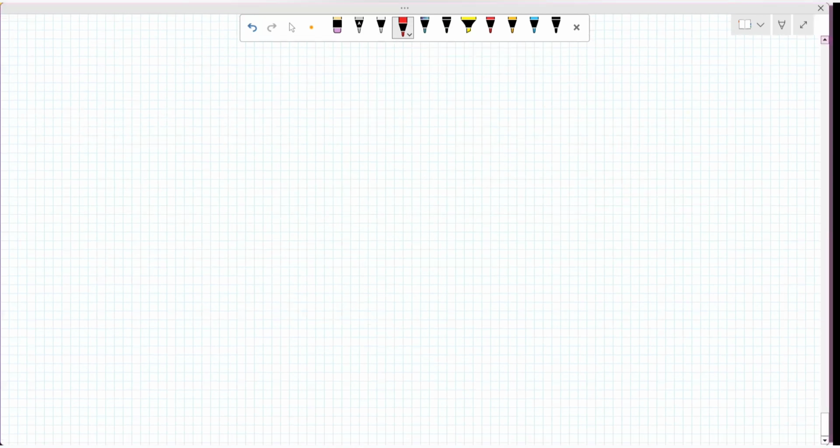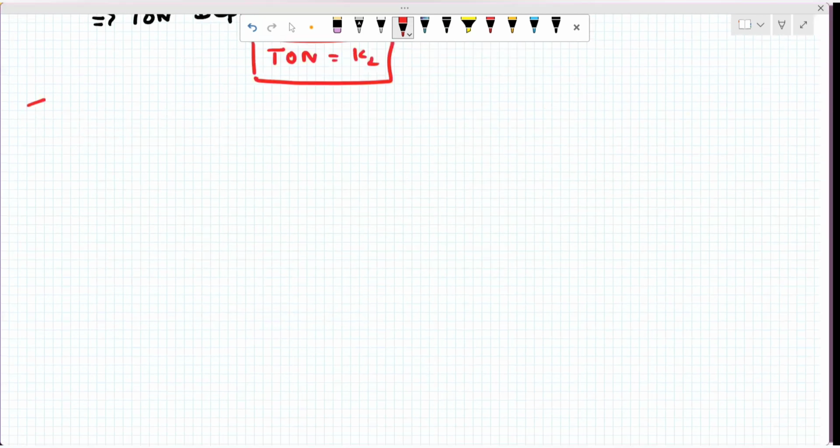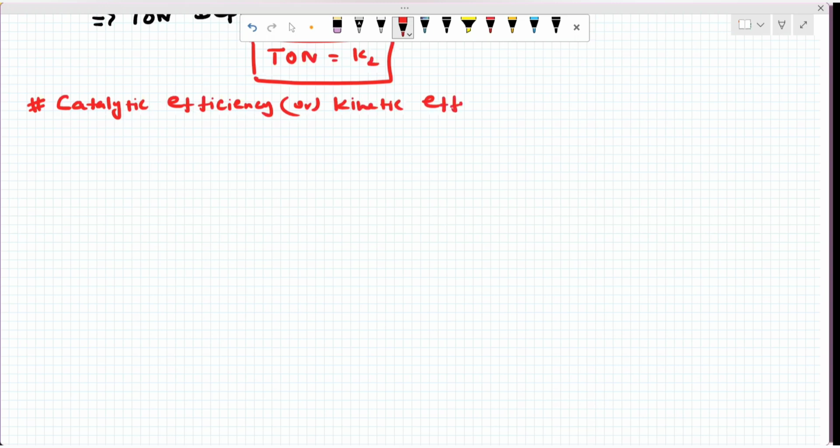Please note. Third important for this topic, that is called catalytic efficiency, or kinetic efficiency. Please note. A simple one. Write the definition again. It is a measurement of how efficiently an enzyme converts substrate to product.